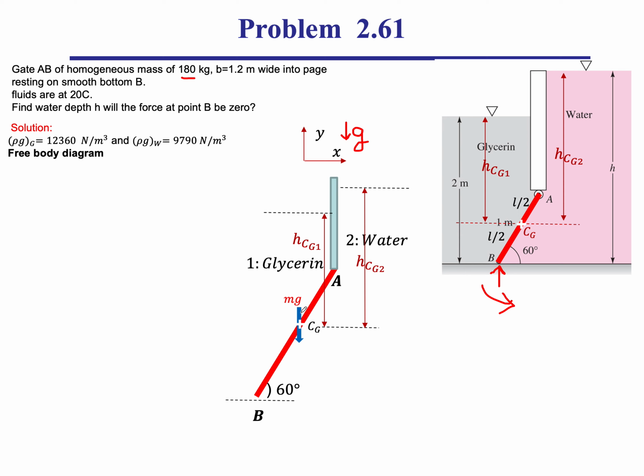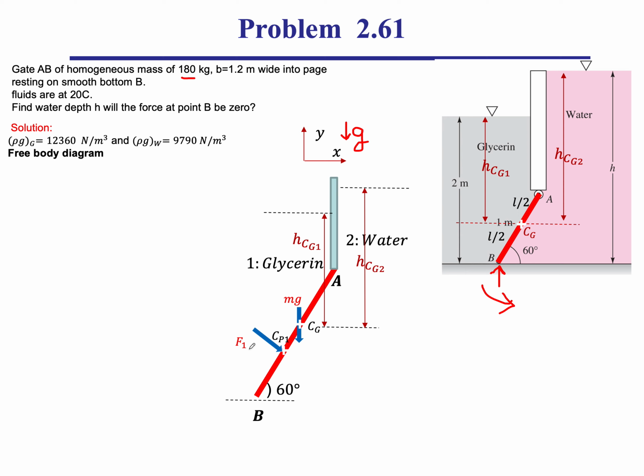What other forces do I have? I have reactions at A and reactions at B. But before we get there, I have the net force due to pressure on the glycerin side. So let's call that F1. And where is the action point? It acts on the center of pressure for the glycerin side. So let's call it CP1. So that's force 1 acts on center of pressure 1.